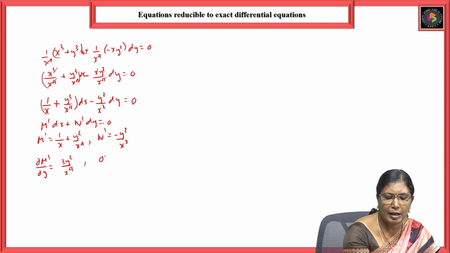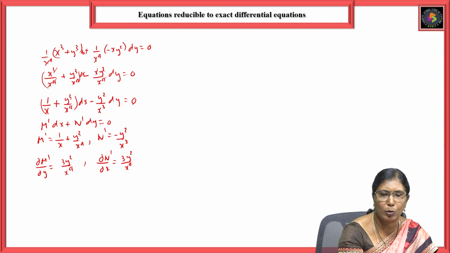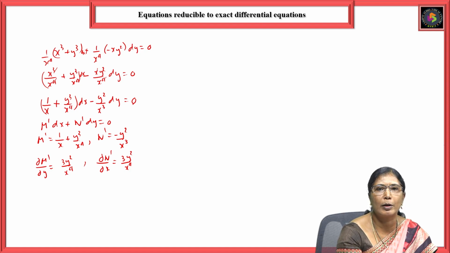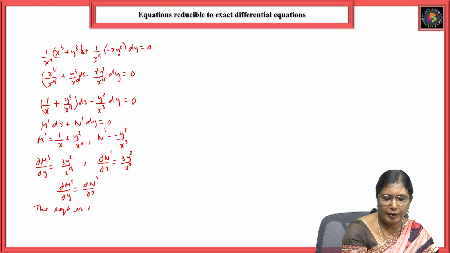Now differentiate N' partially with respect to x. So what do you get? If you differentiate partially with respect to x, you get 3y square by x to the power of 4. Now check that dou M' by dou y is equal to dou N' by dou x. So this equation is reduced to an exact differential equation. Why? Because we have multiplied it by the integrating factor. Here dou M' by dou y is equal to dou N' by dou x, so the equation is reduced to an exact differential equation.